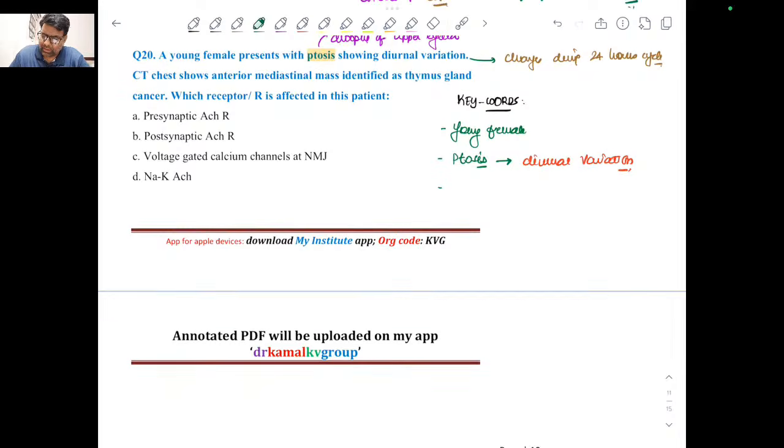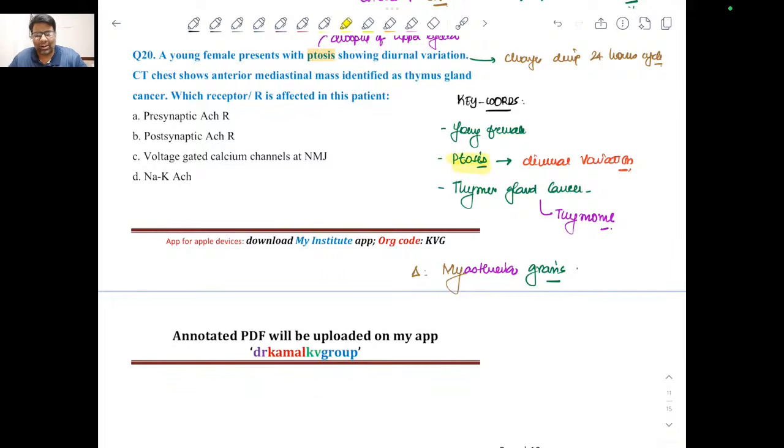Then there is thymus gland cancer. This is classically thymoma. So the moment you have this kind of presentation, the diagnosis is myasthenia gravis. So this is myasthenia gravis classically. The moment you have ptosis, which is more towards the end of the day, thymoma, go for myasthenia gravis.